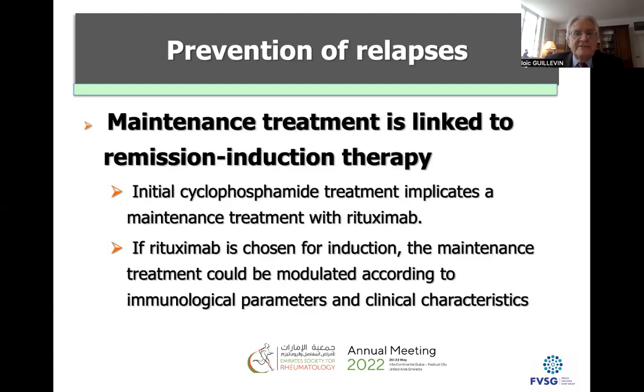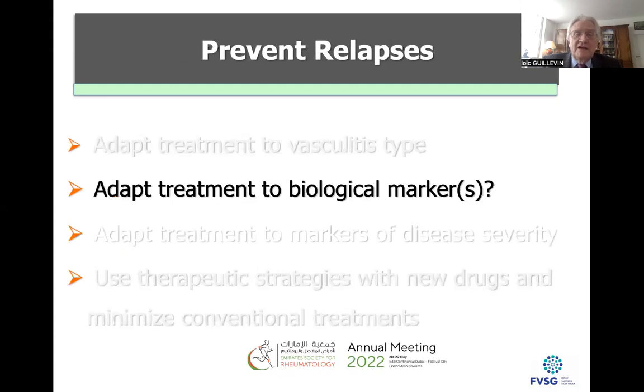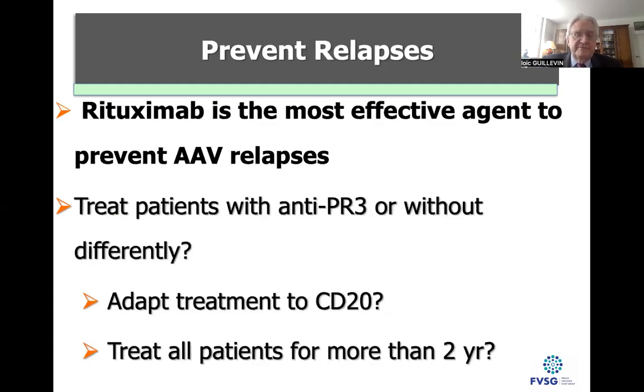For the prevention of relapses, when you treat initially with cyclophosphamide, the treatment implies a maintenance treatment with rituximab. If you choose rituximab for induction, you can have a different choice for maintenance. You can wait, and maybe you can select the population of relapsers and treat only this subpopulation. But the major question is how to identify these patients who will relapse. How can we adapt the treatment to biological markers? We tried that.